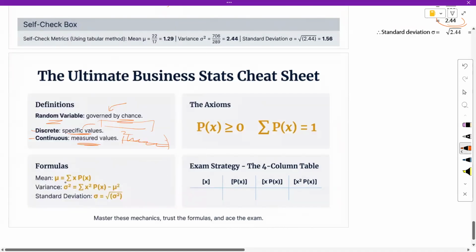And formula to calculate the mean equal sigma, right? Total of x into a probability. Variance is simply the sum of x square p minus x bar square, and standard deviation is square root of variance. And remember always, the probability of any variable can never be negative and cannot exceed 1, and it should be exactly equal to 1, exactly 1.